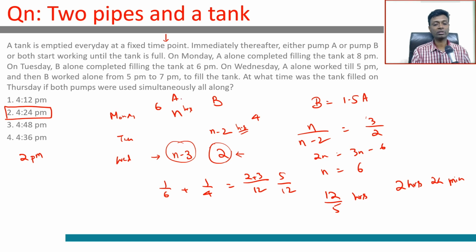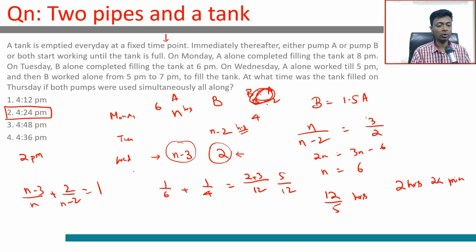The breakthrough here is in figuring out that the ratio of efficiency, the rate at which they fill, B is to A is 3 is to 2. Once you've done that, the whole question becomes very easy. The more conventional method is to say n minus 3 by n plus 2 by n minus 2 equal to 1.